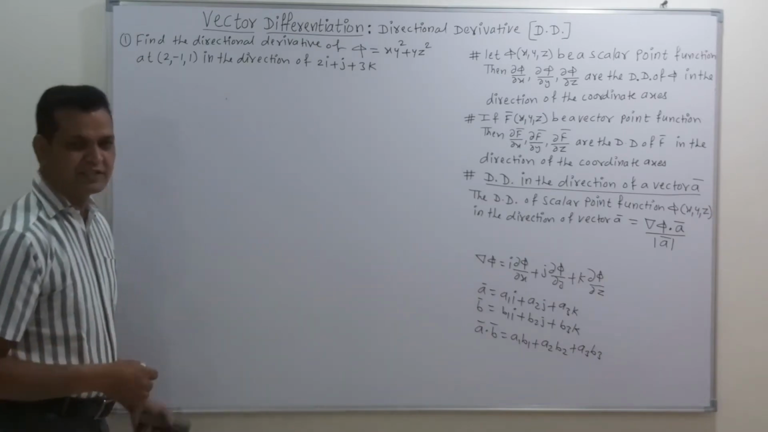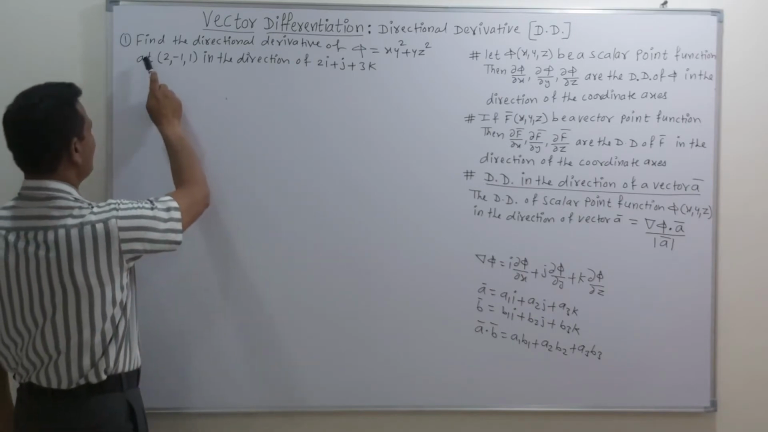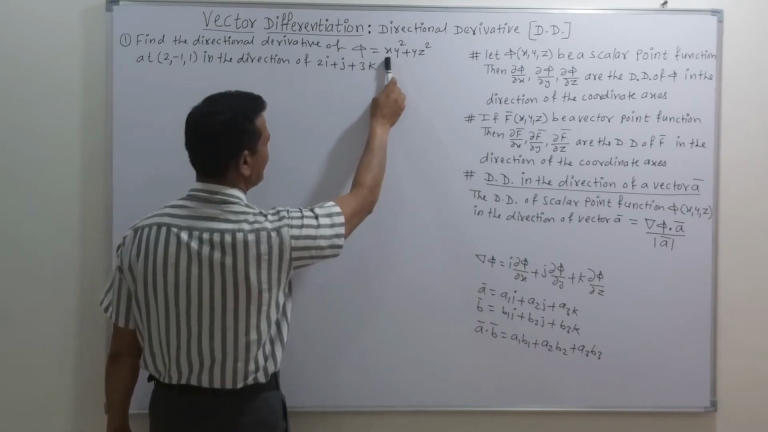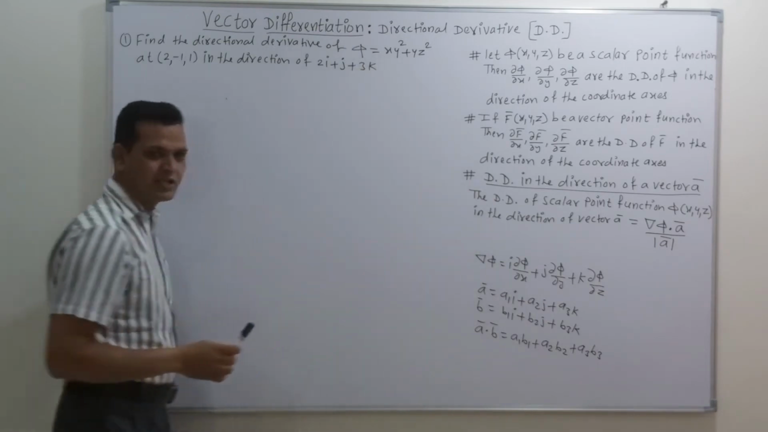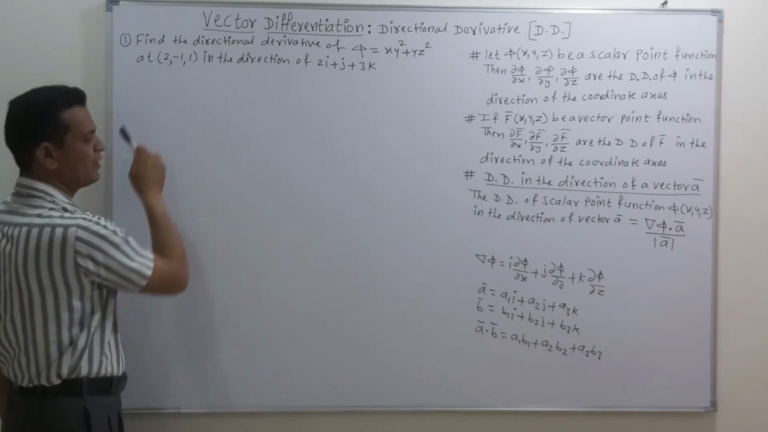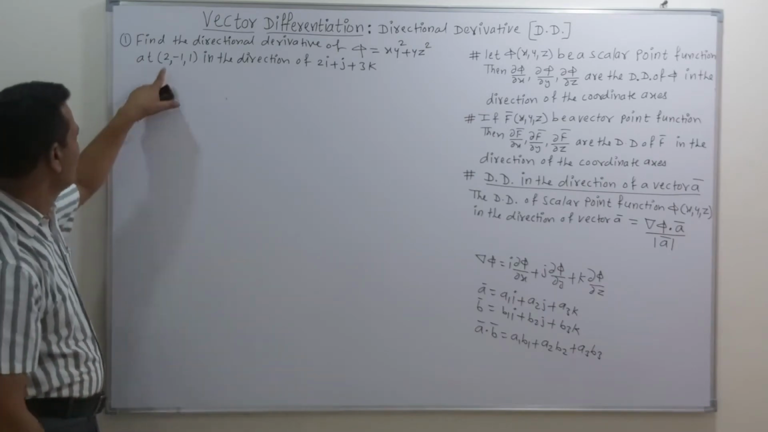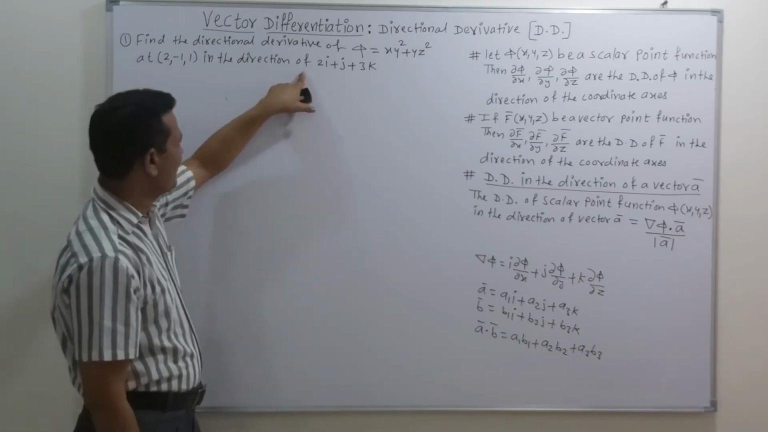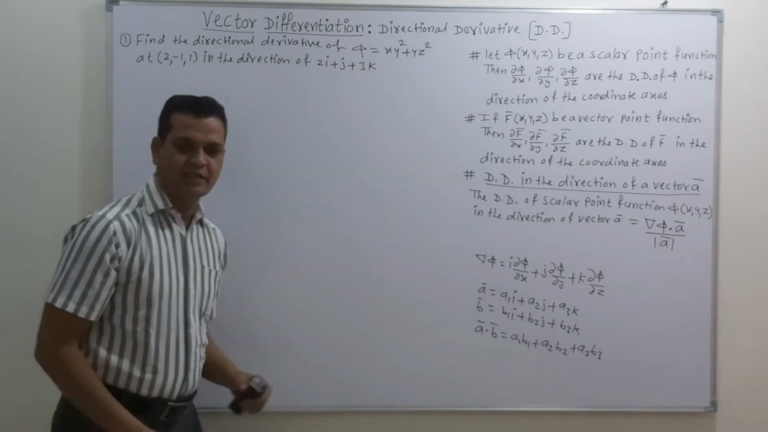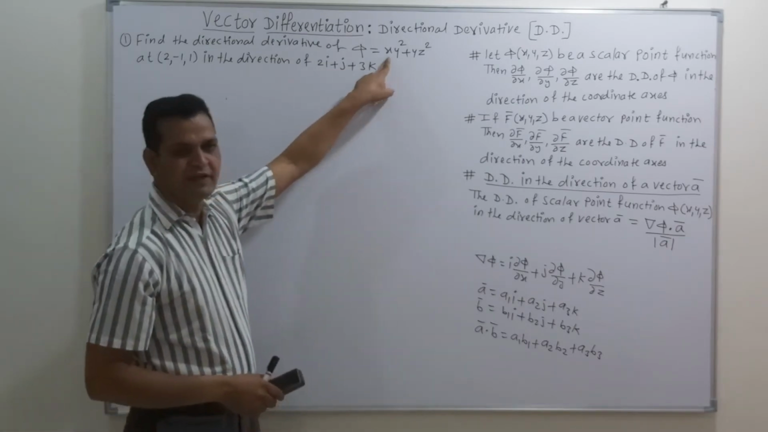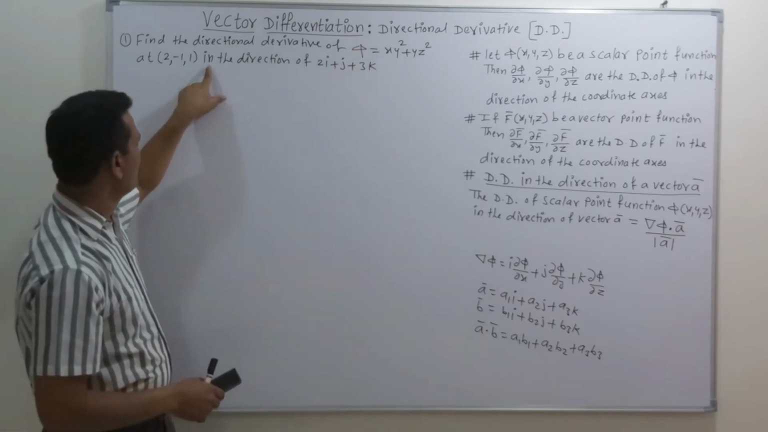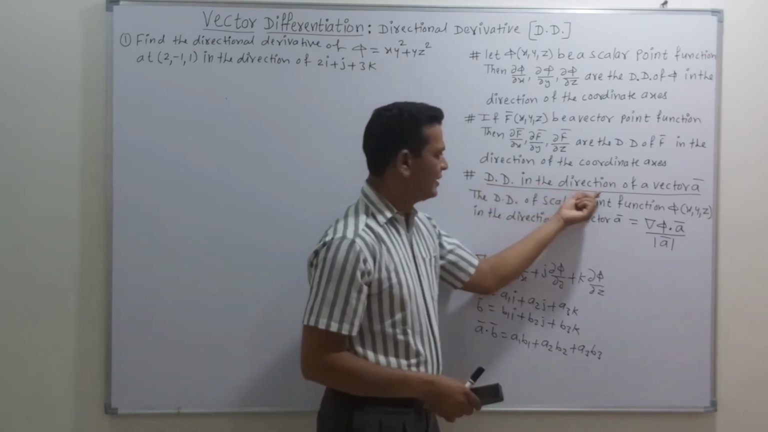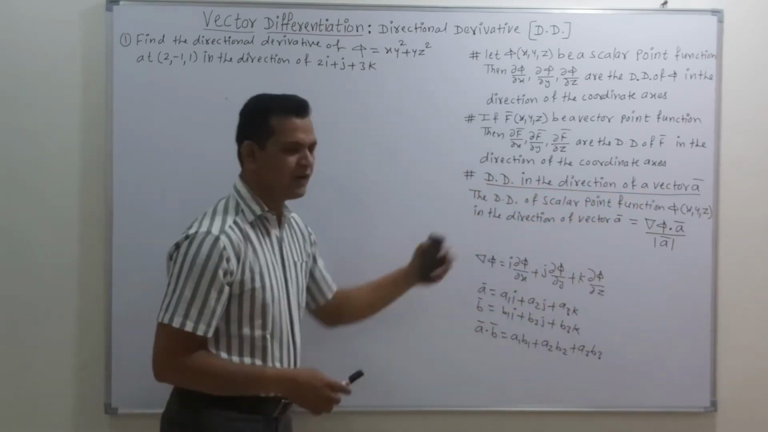Now friends, here is the first example, which is very simple. Find the directional derivative of the scalar point function phi, defined as x y square plus y z square, at the point (2, -1, 1). That means after finding this directional derivative, put x equals 2, y equals -1 and z equals 1, in the direction of the vector 2i plus j plus 3k. So here one scalar is given, and our aim is to find the directional derivative in the direction of this vector. This concept is the same as the directional derivative in the direction of vector A bar. So we know the formula for this.